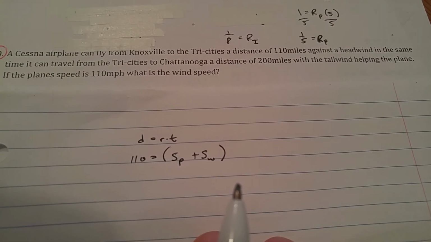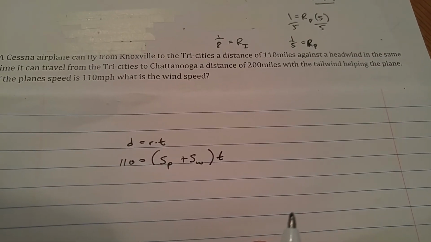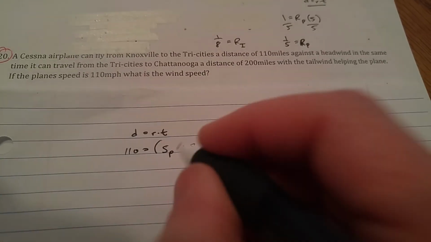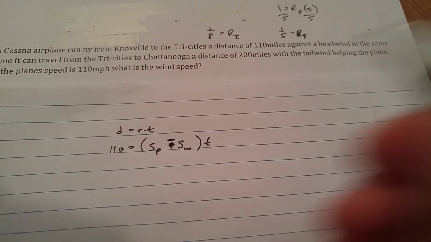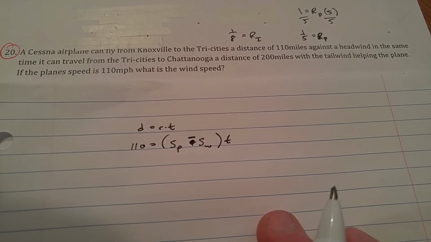times the time, and it says we don't know the time. Time is just going to be t. Okay. Sorry, this should be a minus. The wind is working against it. Speed of the plane minus the speed of the wind when you're going against a headwind.